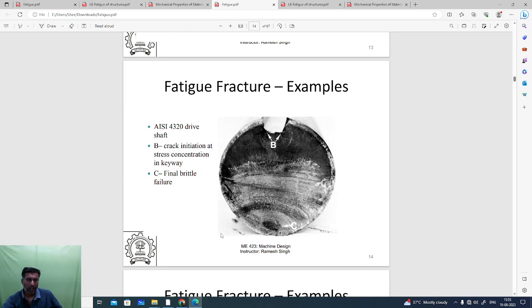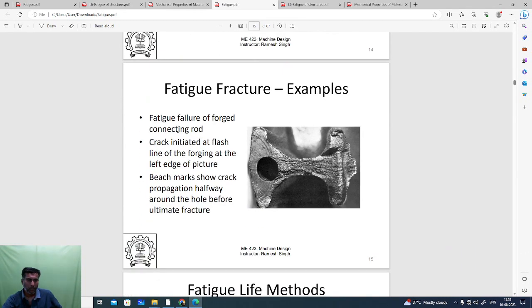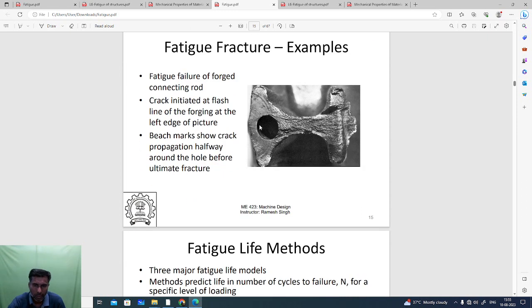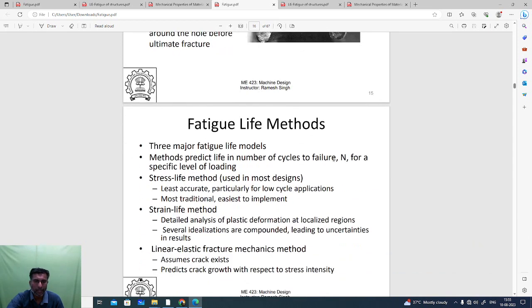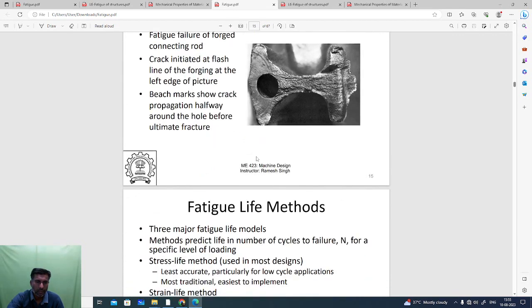The final brittle failure. For example, fatigue failure of a forged connecting rod. See the forged connecting rod. The crack is initiated at the flash line, at the left edge of the picture. Beach marks also show the crack propagating halfway around the hole before the ultimate fracture. We can see these examples.